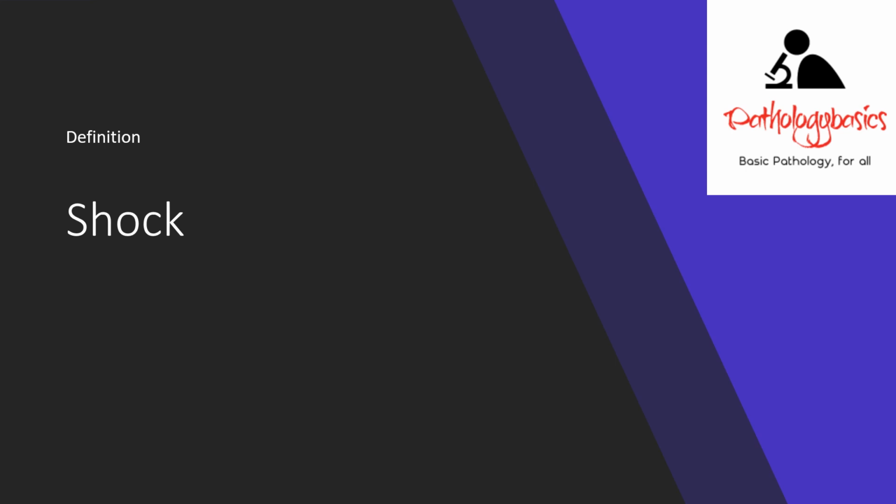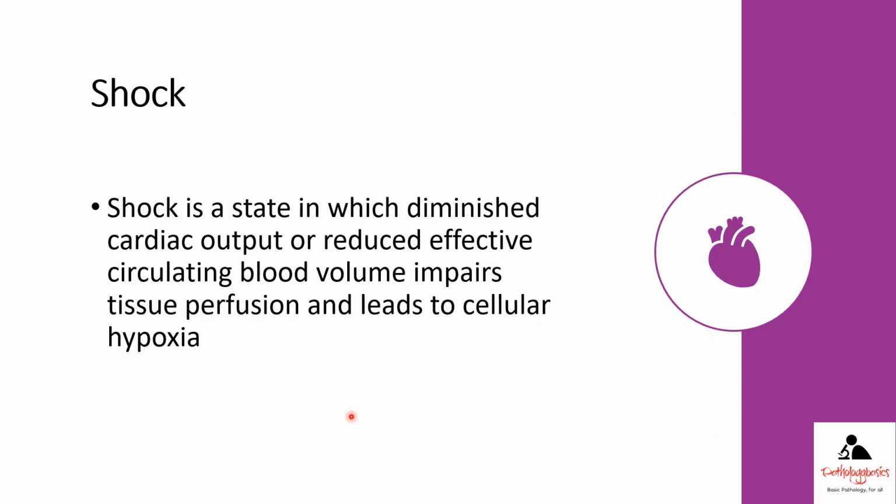So what is shock? Shock is a state in which the tissue perfusion is impaired. This leads to cellular hypoxia, right? So the perfusion of each and every tissue is impaired, as a result of which each and every cell receives less amount of oxygen than is required. Now why can this happen? This can happen because of reduced cardiac output when the heart itself is not beating properly, or it can happen due to reduced effective circulating blood volume.